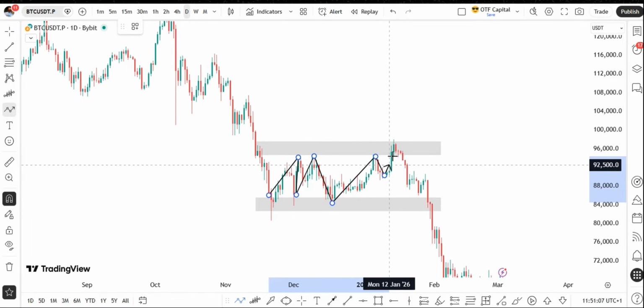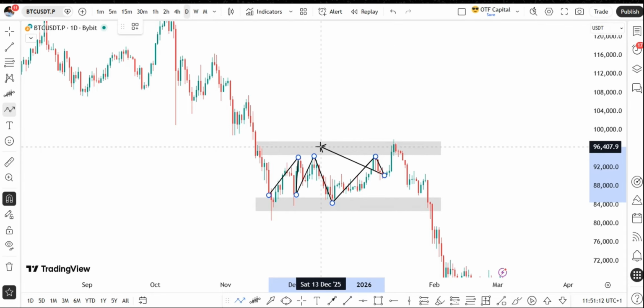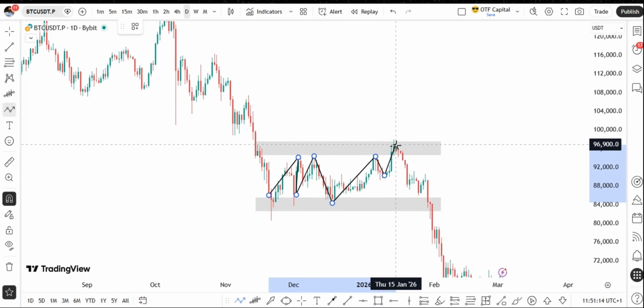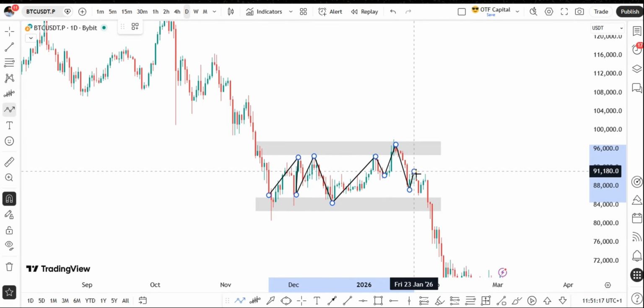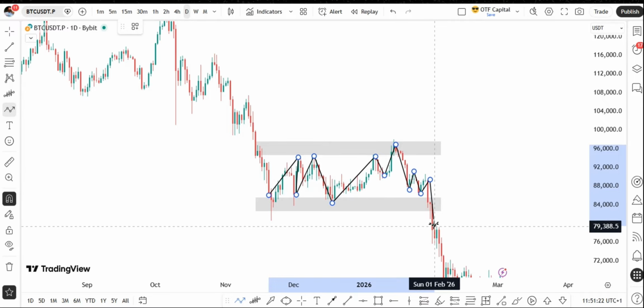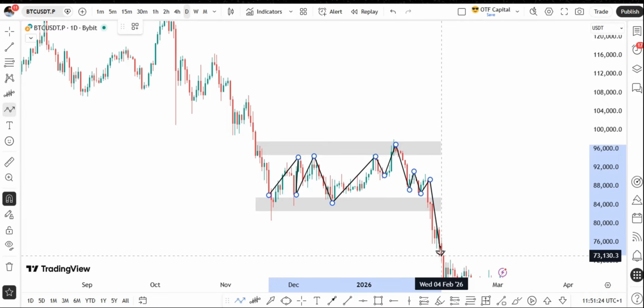So this range, the 2 points of the range, is what we call the resistance and the support. So it will continue ranging until one participant, either the seller or the buyer, breaks out. So at this point, the seller will be the one that pushes the price lower below the support.